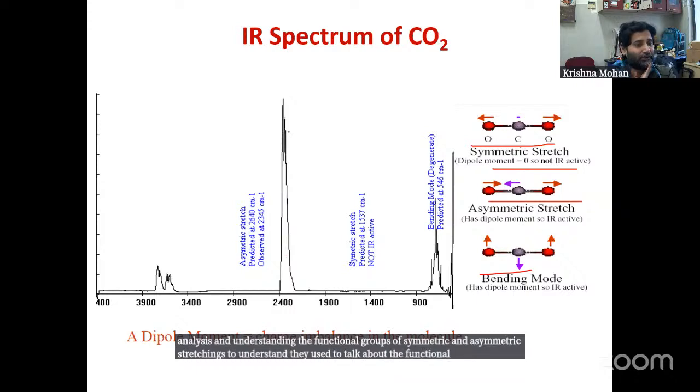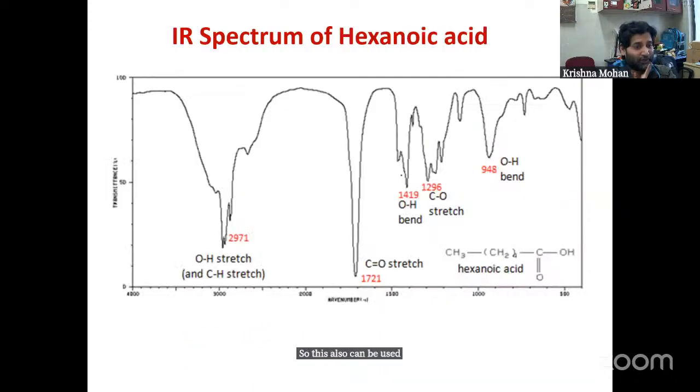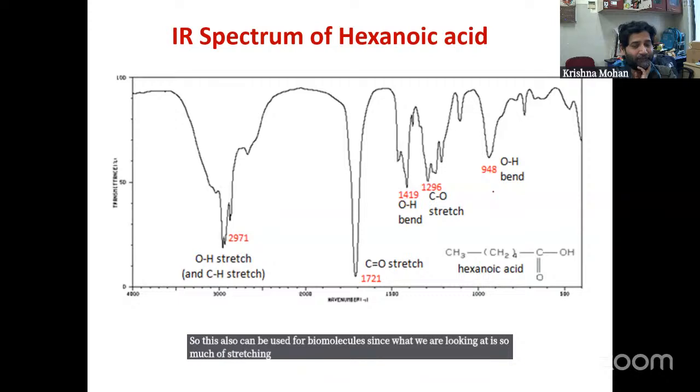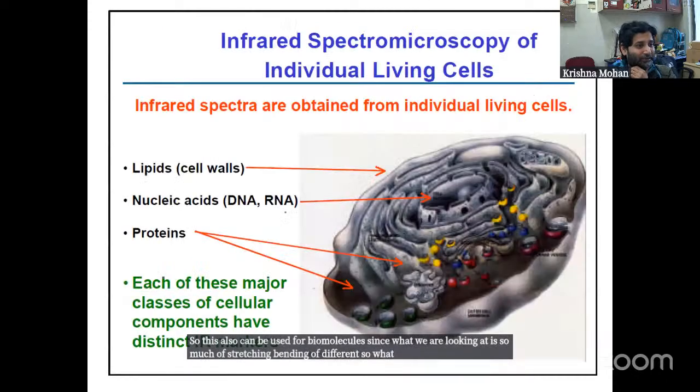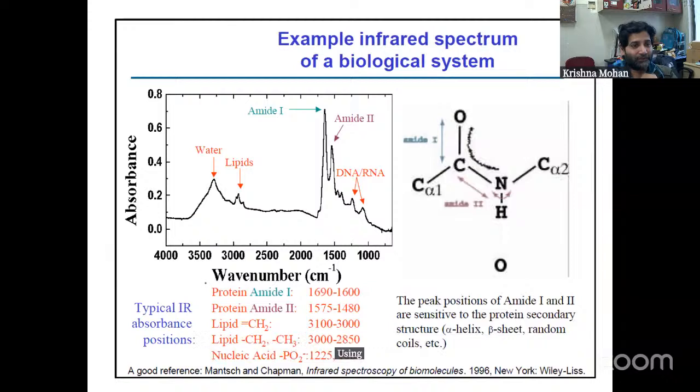So they used to call, there is a carbonyl group, there is a hydroxy group, there is an ester group, so on and so forth. So this also can be used for biomolecules, since what we are looking at is so much of stretching, bending of different groups. So you can see the lipids, nucleic acids, proteins, and so on and so forth using your infrared spectroscopy.